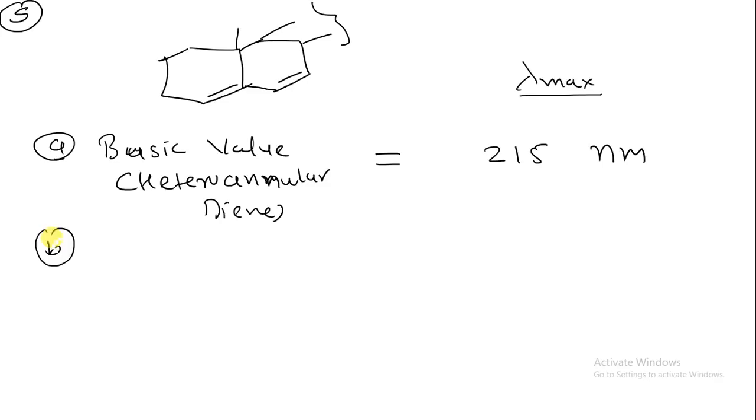Second one: there should be any alkyl substituent present on the ring or not. There is no alkyl substituent, so this is our chain, a butadiene system. Let's say this is our chain, here I am having a single bond, this is a double bond. So there is no substituent present on this carbon atom, and no substituent present on the ring.